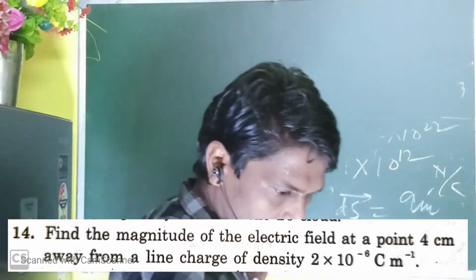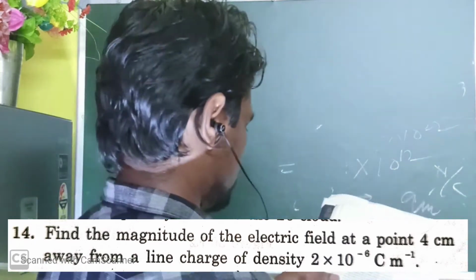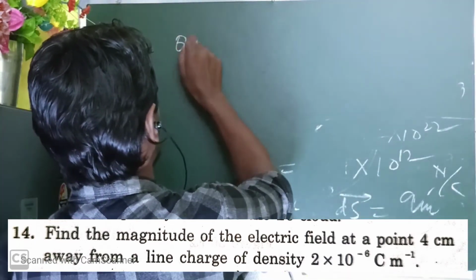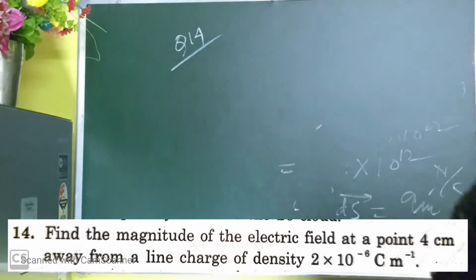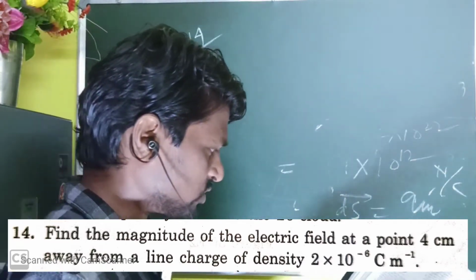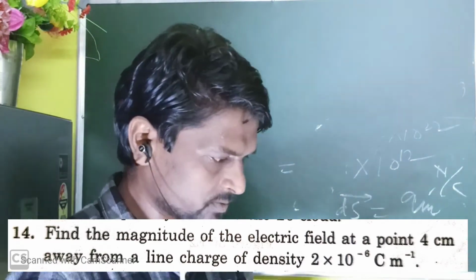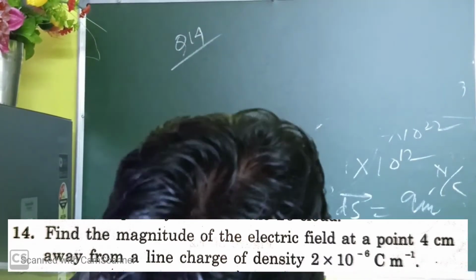Okay, so the next question, you have to write down the next question. That is question number 14. Write down the question. Question number 14: find the magnitude of the electric field at a point 4 centimeter away from the linear charge distribution of 2 into 10 to the power minus 6 coulomb per meter. Okay, so question number 14.